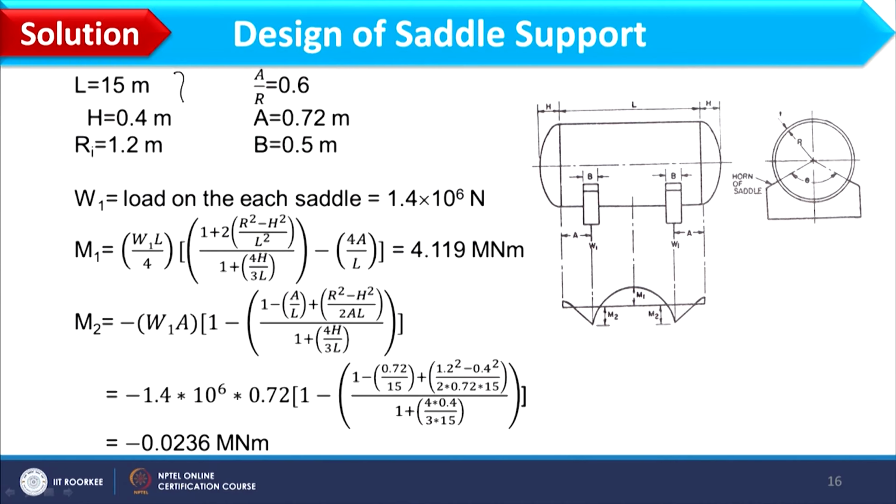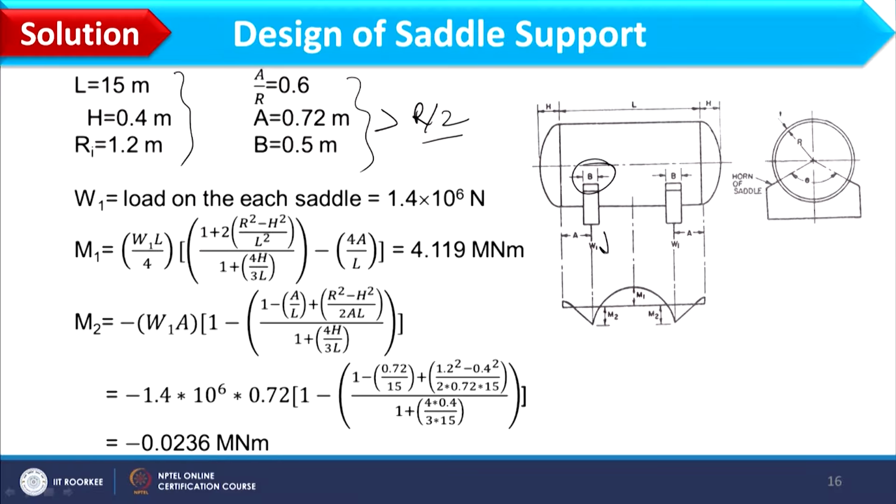So here I am having all parameters which we have just discussed, and A by R is given as 0.6. So from that we can compute A, which is basically 0.72, and it is greater than R by 2, because this condition I need to use. So here A is greater than R by 2. B is given as 0.5 meter, which is the width of the saddle. Okay, so all parameters I guess you understand.